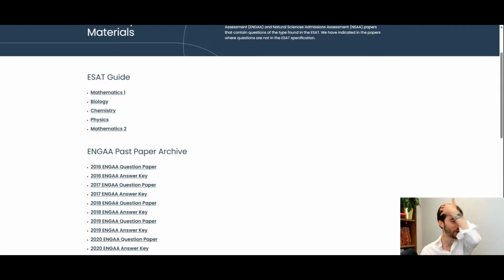My hair is doing a whole situation. Oh, the physics one is mad important because you would not expect the ESAT. I would actually expect the ESAT to be all GCSE content.